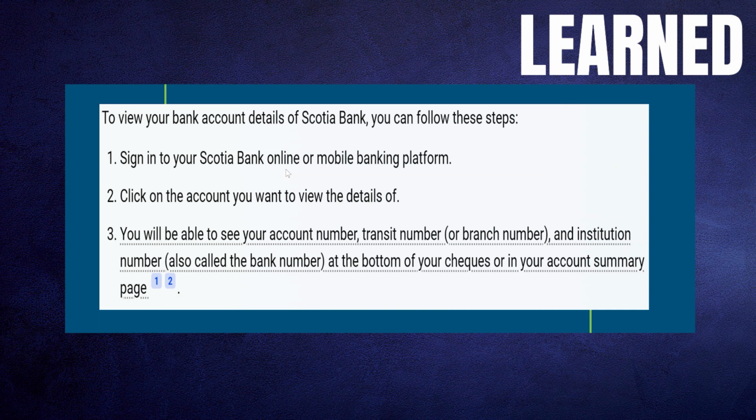To view your bank account details of Scotiabank, you can follow these steps. First of all, sign in to your Scotiabank online or mobile banking platform. Then, click on the account you want to view the details of. Now, you'll be able to see your account number, transit number or branch number, and institution number, also called the bank number, at the bottom of your checks or on your account summary page.